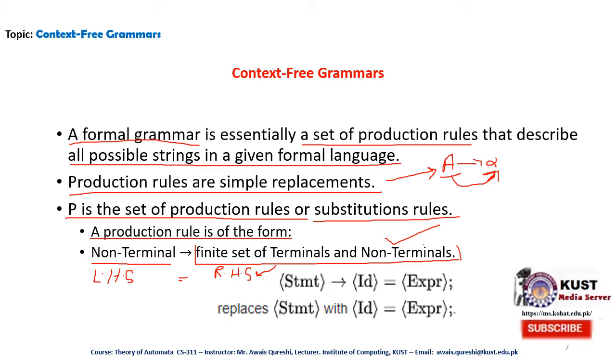Here is an example. There are three tokens. This is a non-terminal symbol, and ID is also a token, and expression is also a token. This means that we can replace statement with ID equals expression when we encounter statement in our substrings or strings.